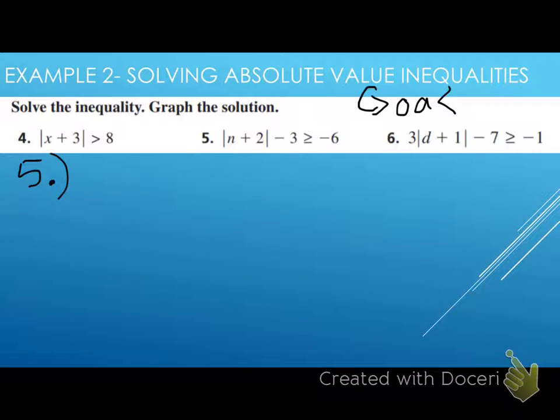Absolute value of n plus 2 minus 3 is greater than or equal to negative 6. Is my absolute value by itself? No. Okay, how would I get it by itself? Add 3 to both sides. You got to get rid of that minus 3. Use your inverse operations. Add 3 to both sides.